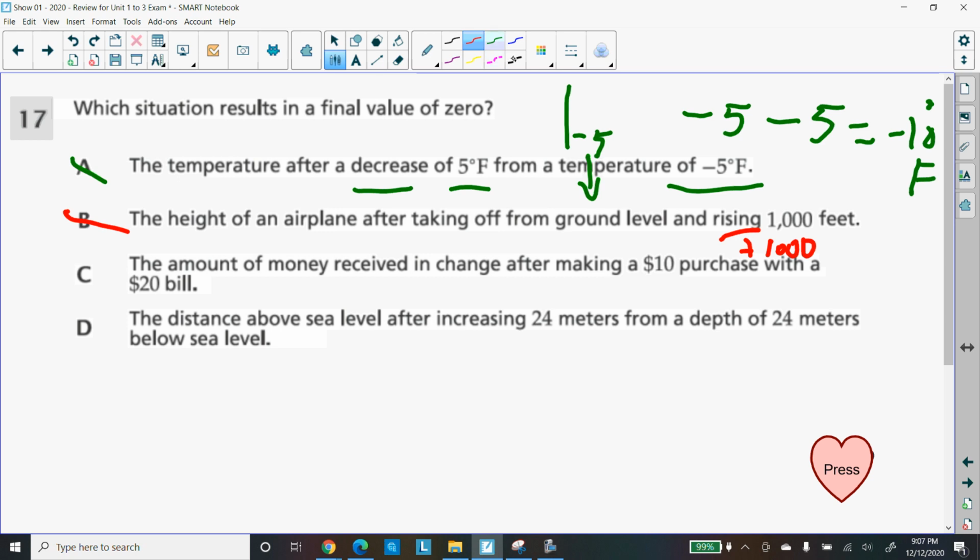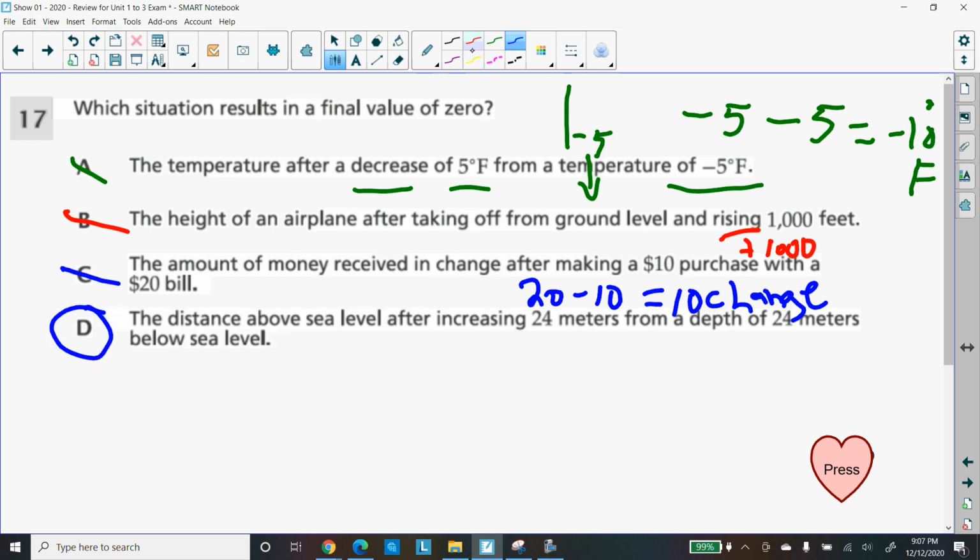Let's try a different one. Let's look at C. The amount of money received in change after making a $10 purchase with a $20 bill. Well, if I bought some food and gave the guy a $20 bill and the food cost $10, I would get $10 change. And that's not equal to 0. So it's got to be choice D.